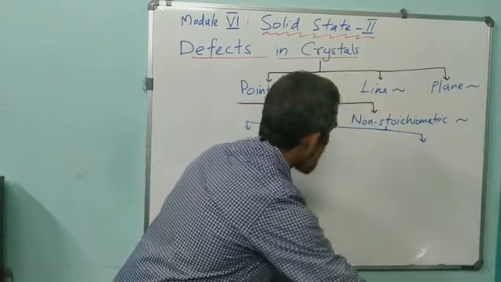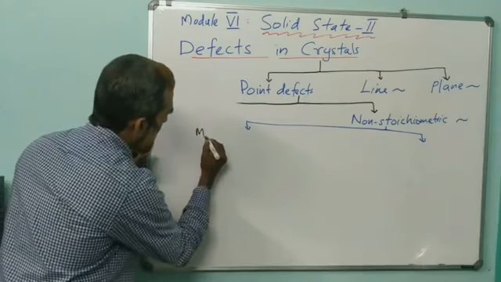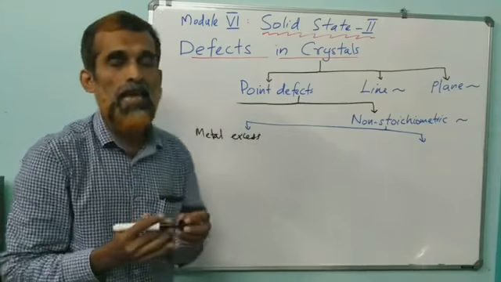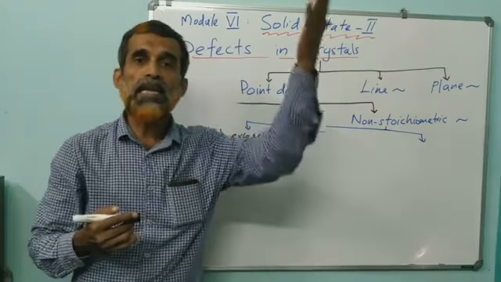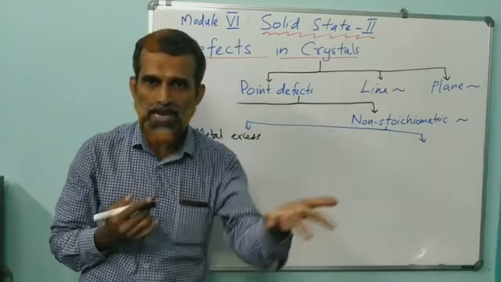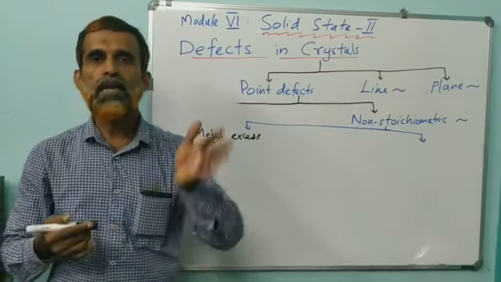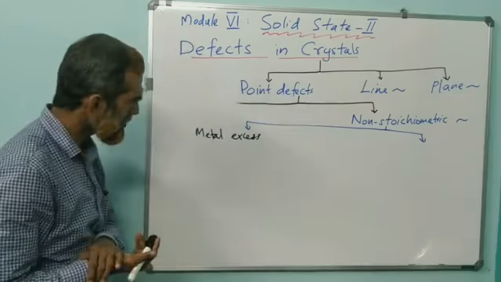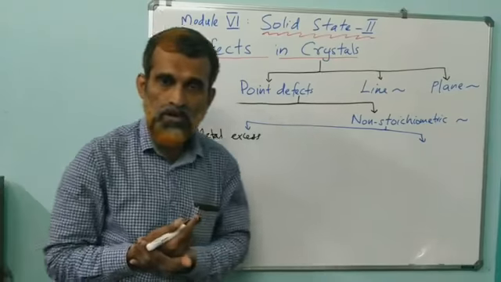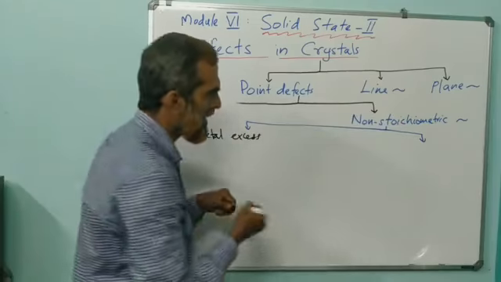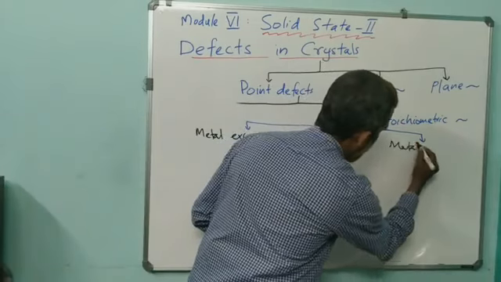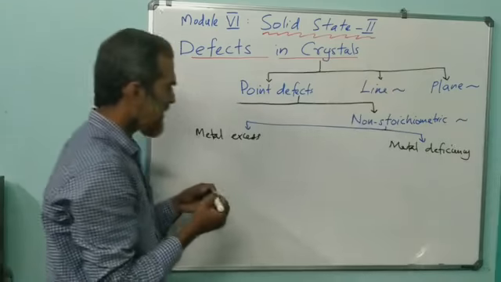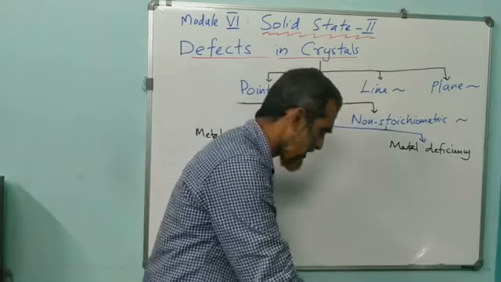One is metal excess defect. See, this non-stoichiometry can happen due to either increasing the number of cations or decreasing the number of cations, or increasing the number of anions or decreasing the number of anions. So one is metal excess defect, where cations are more than anions, and the other is metal deficiency defect, right? Metal deficiency defect. So there are two possibilities.